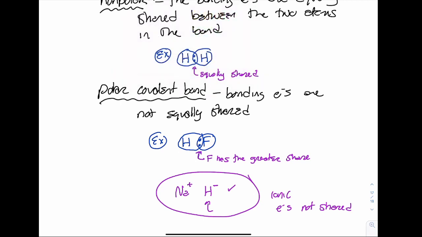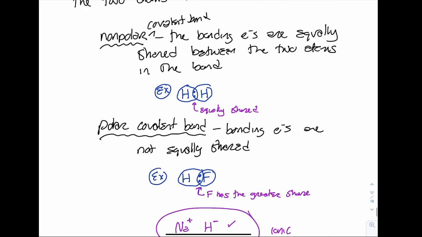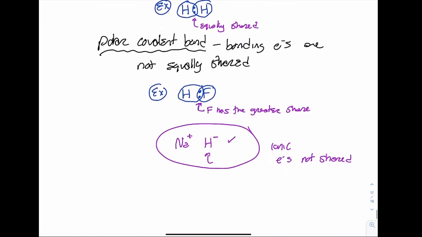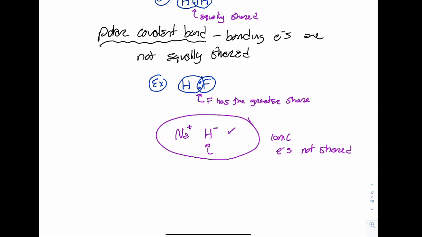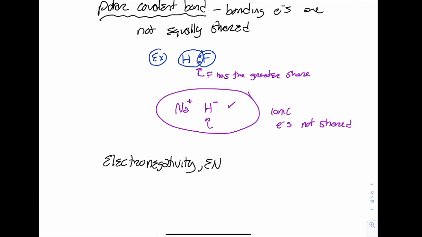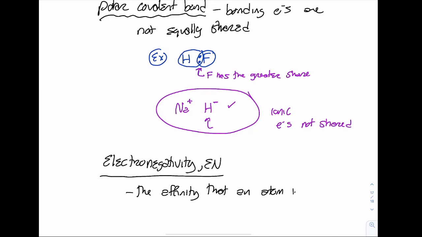So what determines what atom gets the greater share, what determines whether or not they're equally shared? It's going to be based on electronegativity. Electronegativity is abbreviated with a capital EN. Sorry about that. And electronegativity is defined as the affinity that an atom in a bond has for the bonding electrons.